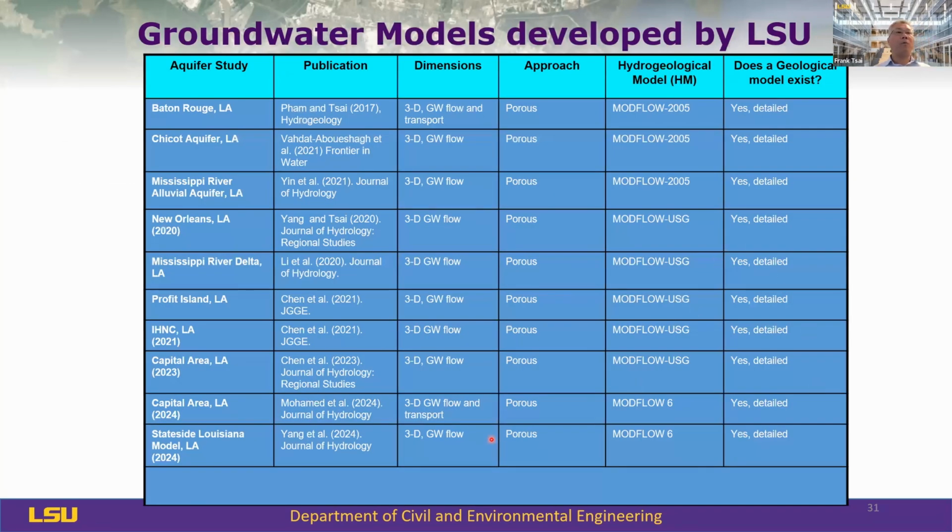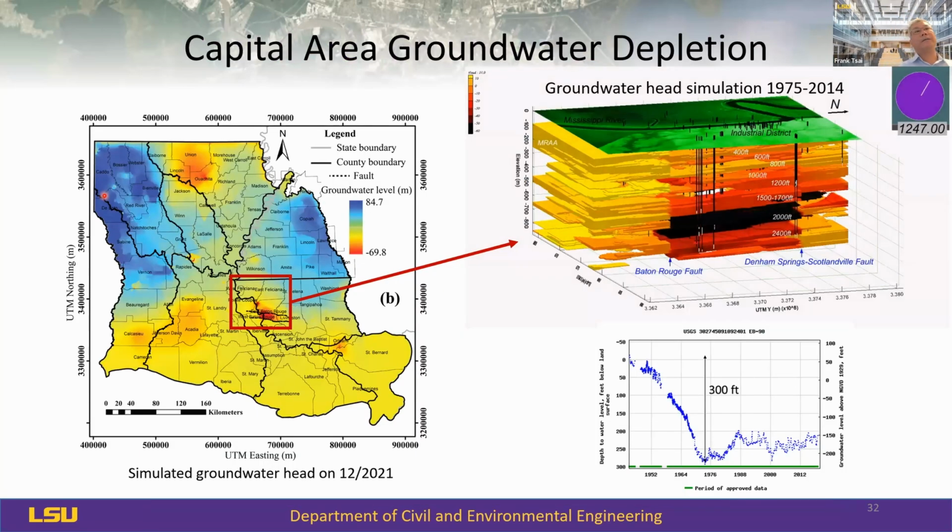Before we built the statewide Louisiana groundwater model, we built a lot of different groundwater models at different places in Louisiana. Now we can compare our Louisiana model with the previous models, which we built based on MODFLOW 2005 and MODFLOW-USG. Starting from last year, we started to publish MODFLOW 6 results. So you can see the large cone of depression in the capital area groundwater depletion.